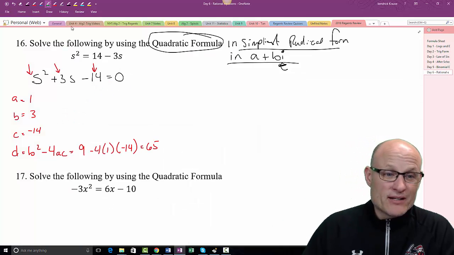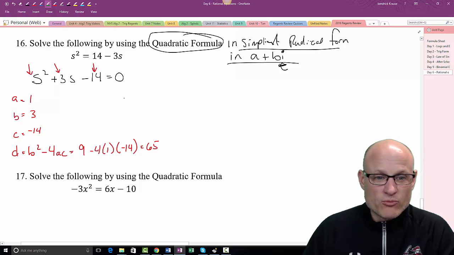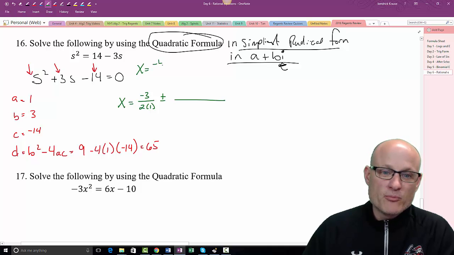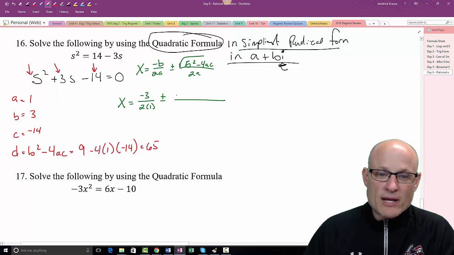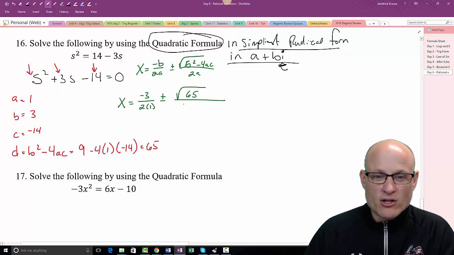I'm almost done, believe it or not. The quadratic formula is really easy. X equals negative b, negative 3, over 2 times 1, plus or minus, I should write the formula. X equals negative b over 2a, plus or minus the square root of b squared minus 4ac all over 2a. Well, that b squared minus 4ac is that 65 we created. I like to do that off to the side. And then all over 2 times 1. So my answer is x equals negative 3 over 2 plus or minus the square root of 65 over 2.